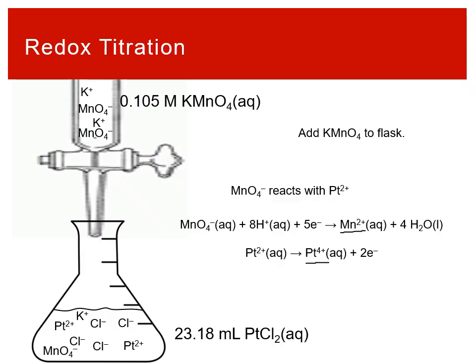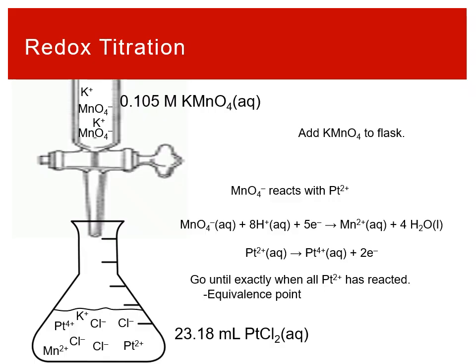So this is not following stoichiometry, but I'm just going to change the names of the symbols of the formulas in my flask. So chemistry happens, and they're different, right? I have the platinum 4 and the Mn2, the products that are starting to show up. And we know that the whole idea of a titration is I keep adding the KMnO4 until all the platinum 2 plus has reacted, right? Until all of it is exactly gone, which I call the equivalence point.